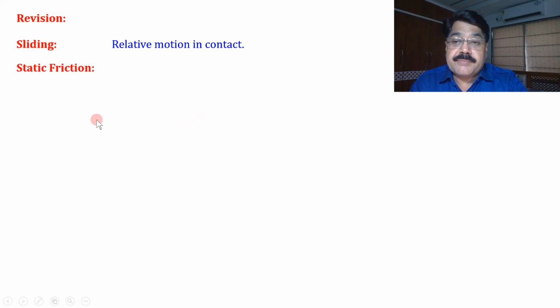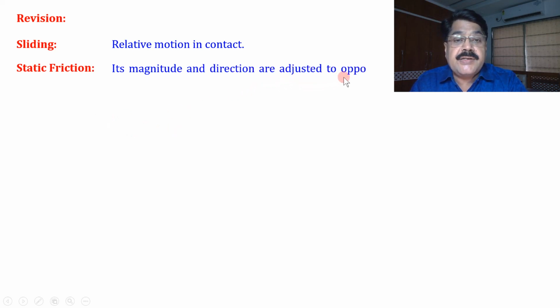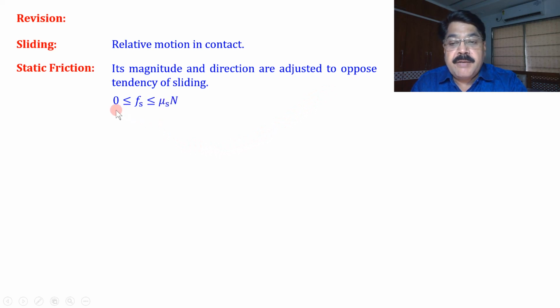Now, static friction. Its magnitude and direction are adjusted to oppose the tendency of sliding. Static friction is a very mysterious force, sometimes called self-adjusting, and that's why it is called self-adjusting. Its magnitude and direction both will adjust to oppose the tendency of sliding. Its magnitude remains between 0 and mu s into N. Here mu s is the coefficient of static friction and mu s into N is called the limiting friction, or the maximum value of static friction.